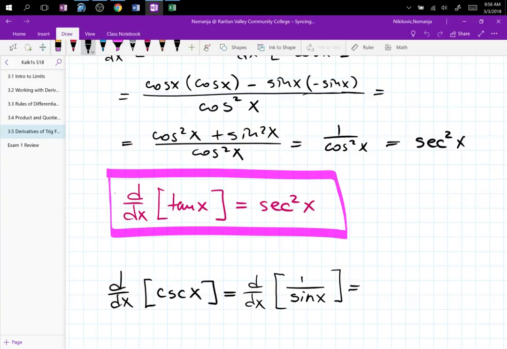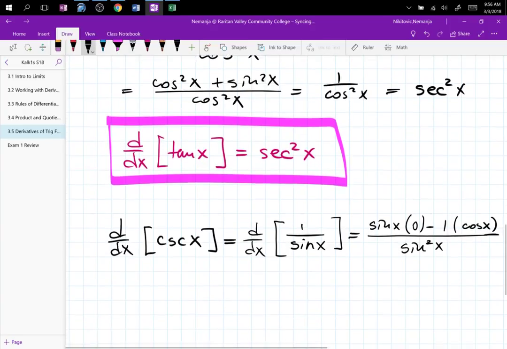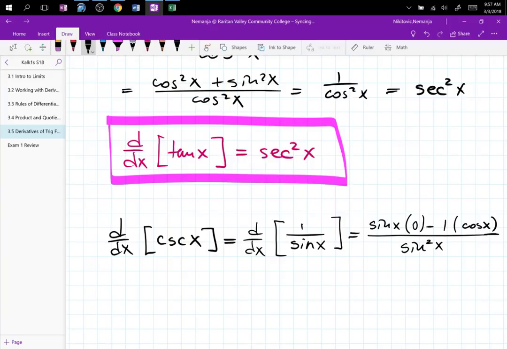So we do the quotient rule again. We have sine squared x in the denominator. Copy sine x, the derivative of 1 is 0, minus, copy 1, and then we have the derivative of sine x. Sorry, the derivative of sine is cosine. There we go. The first term dies, and we have negative cosine x divided by sine squared x.